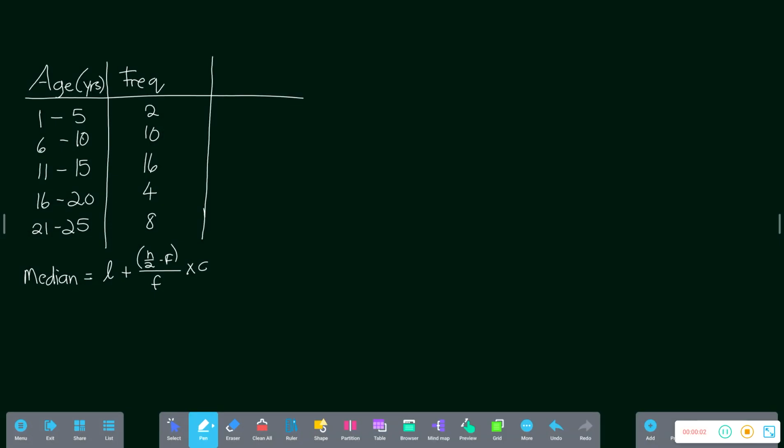So let's recall what we did the last time when we were focusing on grouped data. With grouped data, we use this formula to find the median. Before you can even calculate the median, the information that you need here is the age and the frequency. So remember when you are reading this, essentially what we are saying is there are two individuals that are aged between 1 and 5 years. We don't know the ages themselves, but we know that two of them are aged between 1 and 5.